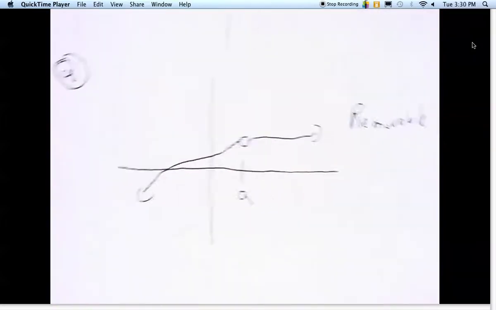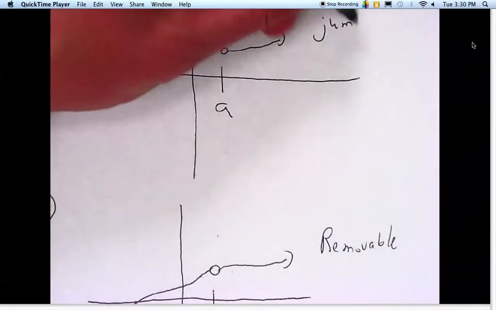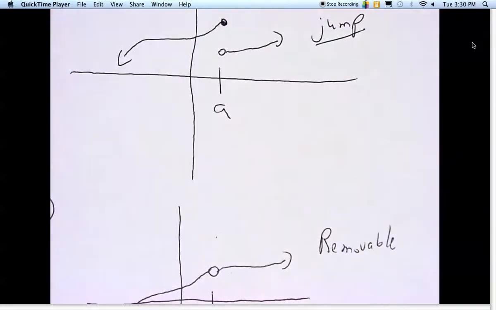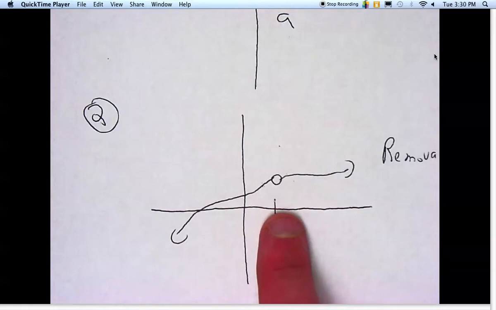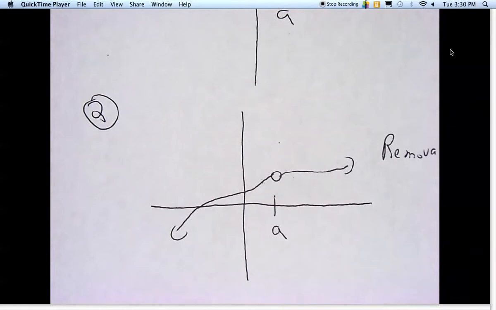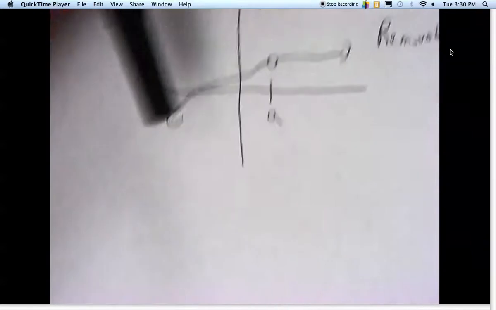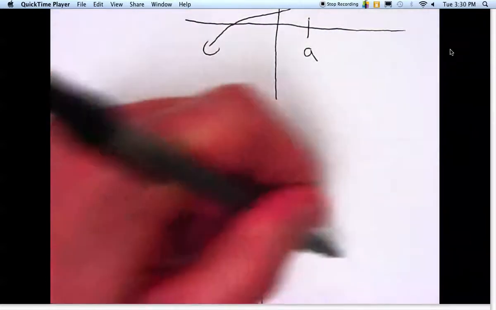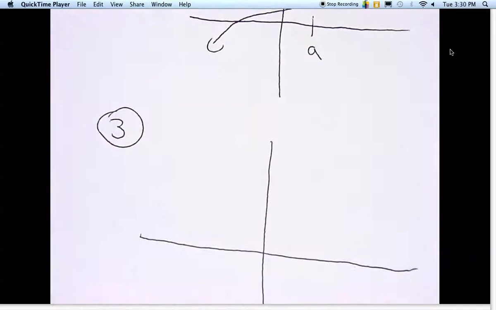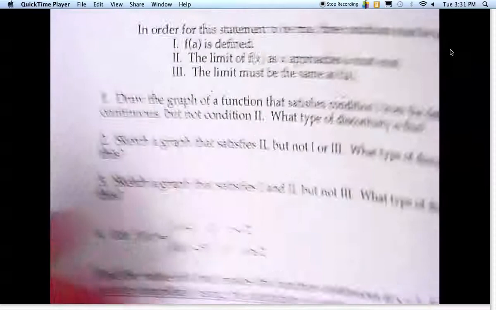It asks for the name of the discontinuity. So this is a removable up above on number 2. The fancy name for that one, number 1, was the jump discontinuity. Okay? As long as condition 1 isn't true, condition 3 is automatically false, so we don't really need to worry about that. Number 3 says satisfies the first 2 conditions, and so now we need the limit to exist and the function to be defined, but condition 3 is not true, and so now we want the limit to not be the same as the value of the function.